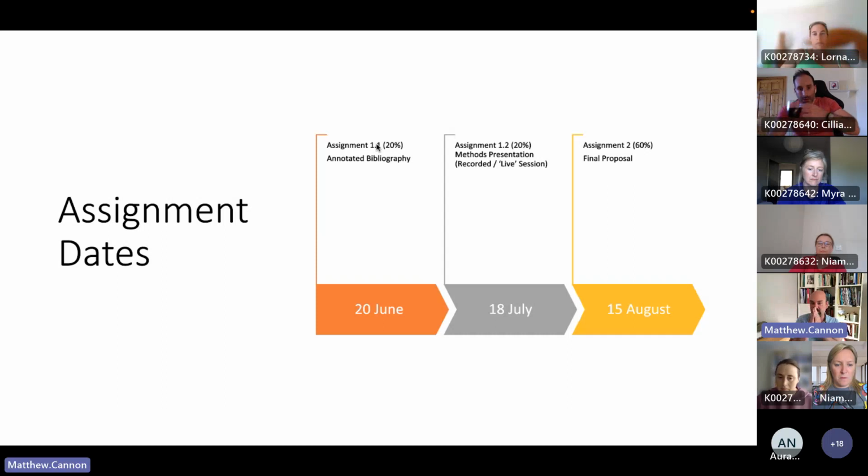Can you see that screen? It says assignment dates on it. That's what I have listed. So like I explained, the annotated bibliography is the 20th of June. That starts the peer review process. As we're doing this, I'll note where I think there are some commonalities in what people do, and I'll put people together. Laura, I see your hand up with a question.